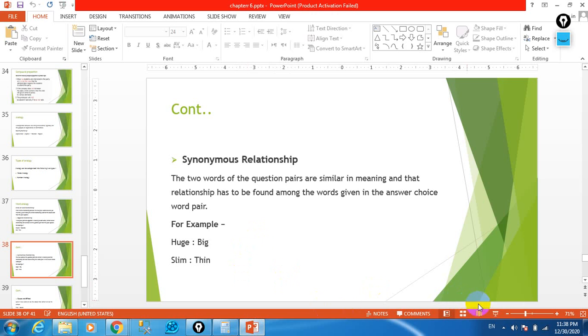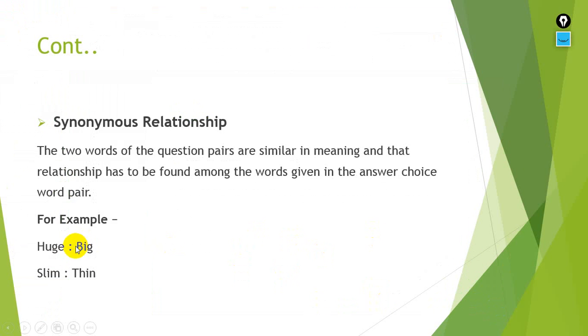Okay, so here what we have is synonyms. We can say synonyms are words which have the same meaning.